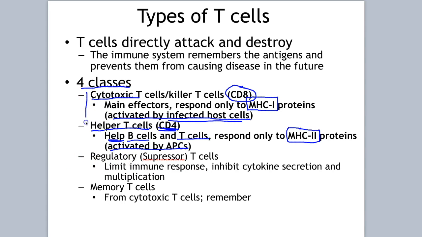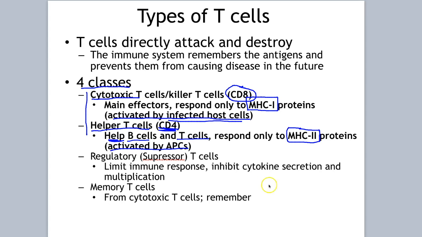These are just the two main ones that I want you to know really, really well. The regulatory T cells are cells that have the ability to limit our immune response. They make sure we don't have a hypersensitive immune system, and that we don't develop an autoimmune disease. These are cells that can suppress the activity of the other T cells.